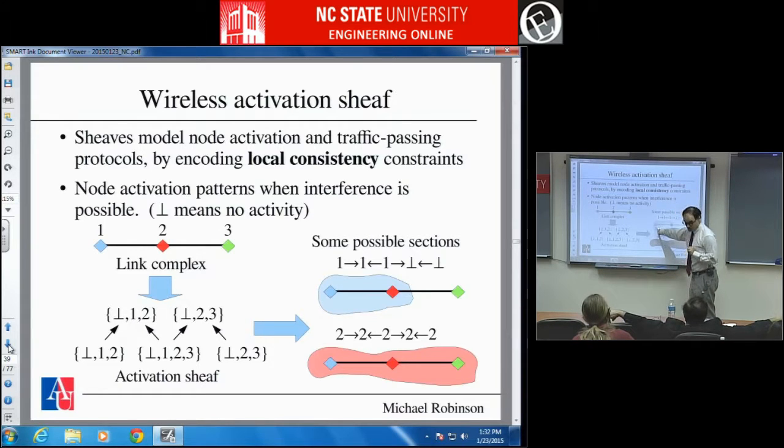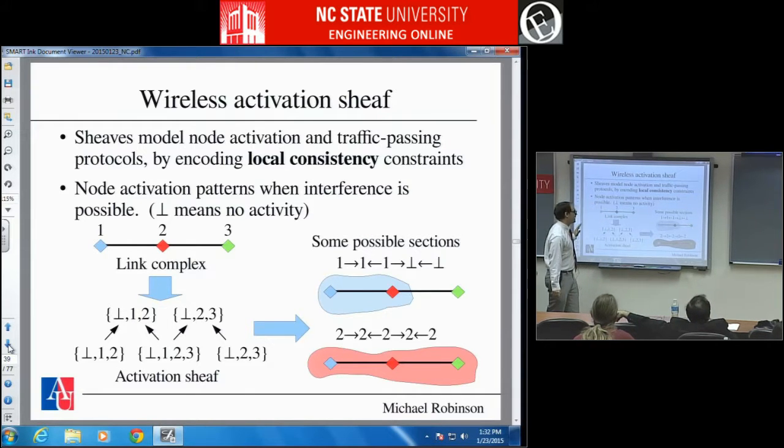That will cause node 1 to hear itself, sure. The link attached to node 1, that'll hear it. Node 2 will hear it. But node 3 and its link will not hear it. If node 2 transmits, then everyone hears it. So you can think of this as a combinatorial way to get at who's transmitting when.